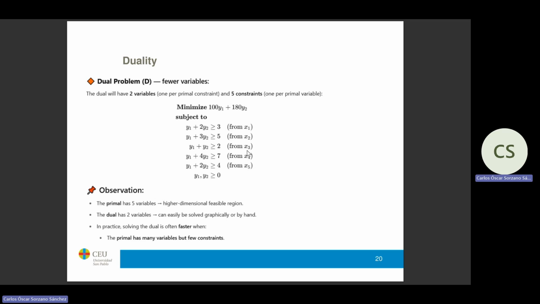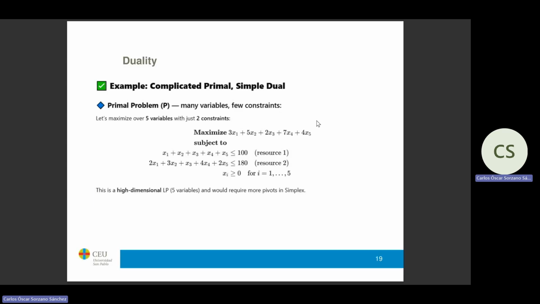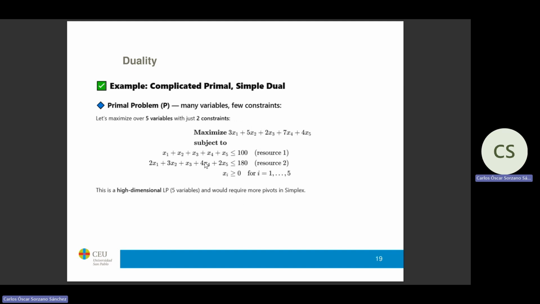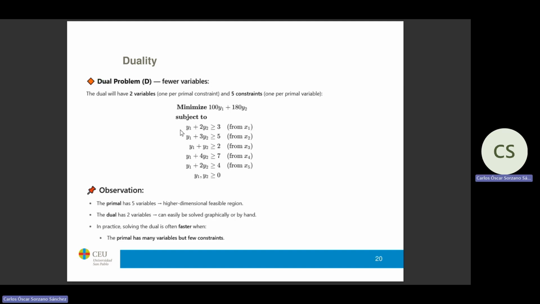But now let's formulate the dual problem. If you formulate the dual problem, there is one variable per constraint, but we have very few constraints. So now we only have two coefficients in the goal function, and we have many constraints: one constraint per variable.